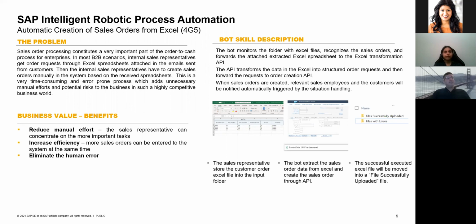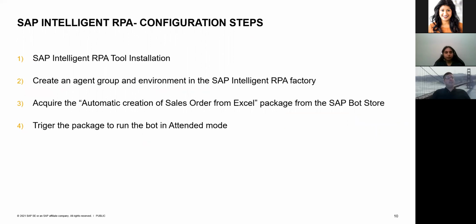So with this use case, we have automated the sales order creation process in SAP S/4HANA using the SAP API, which helps reduce the manual task and also makes the process faster and error-free. So for this demo, we have already installed the SAP Intelligent Robotic Process Automation tool and have completed a few initial configurations like user management and also creating agent and environment.